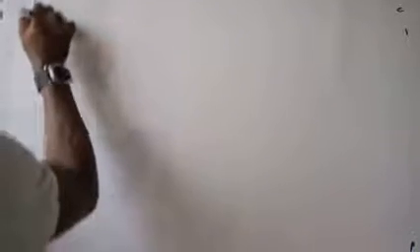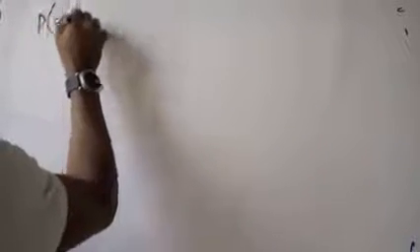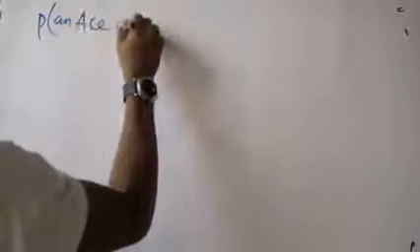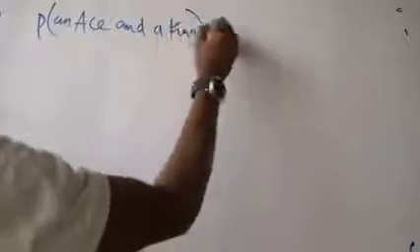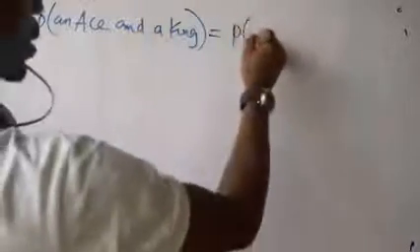So the question is asking us that if I want to pick 2 cards, the probability of picking an ace and a king will be written like this: an ace and a king, which I can write as this.